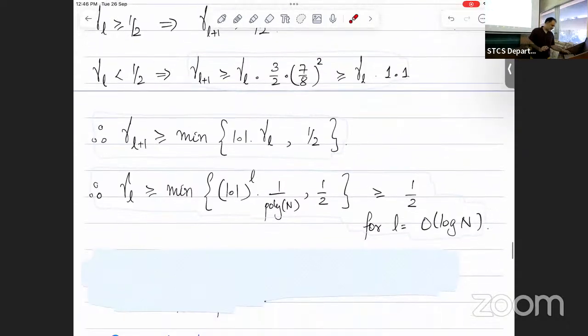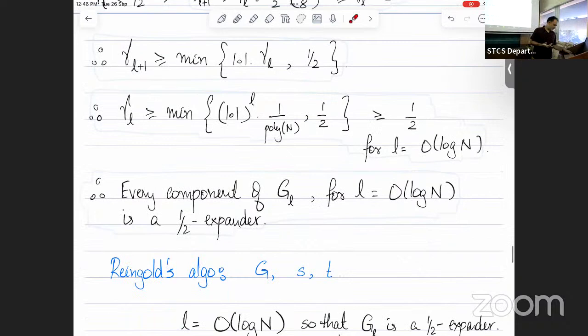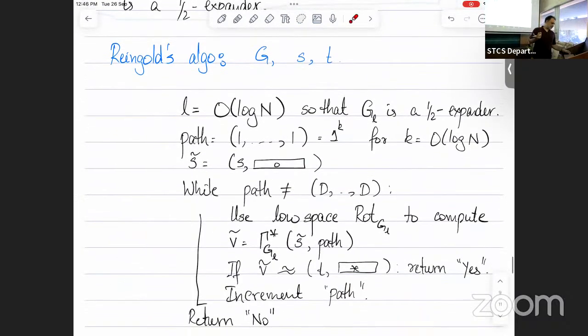So this implies that when you run this for order log n steps, the graph G_L is guaranteed, every component of the graph is guaranteed to be a non-bipartite graph, and it's actually a half expander. And now this is Reingold's algorithm. You basically run your deterministic algorithm on this graph. What you do is you first compute what is the L that you need, so that G_L is a half expander. You write that down.